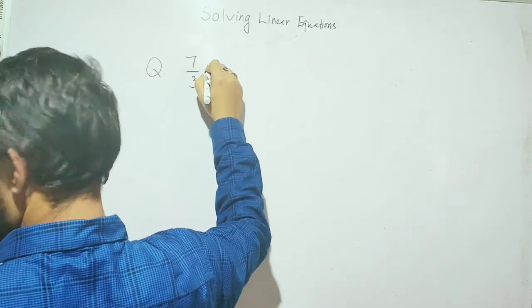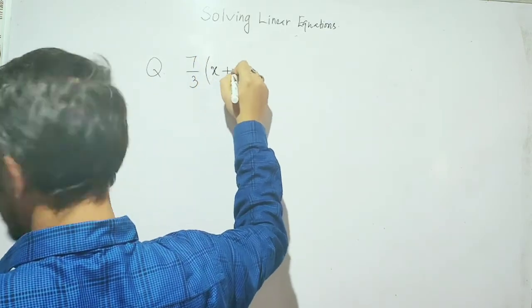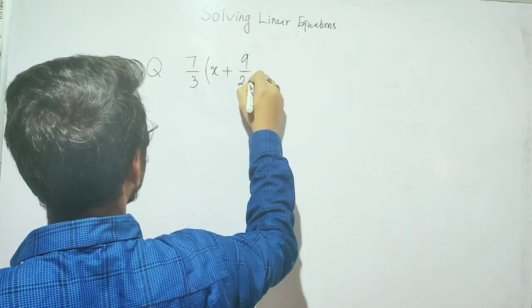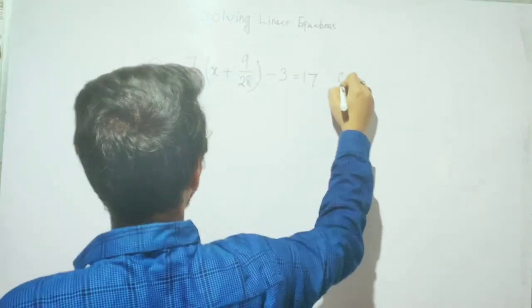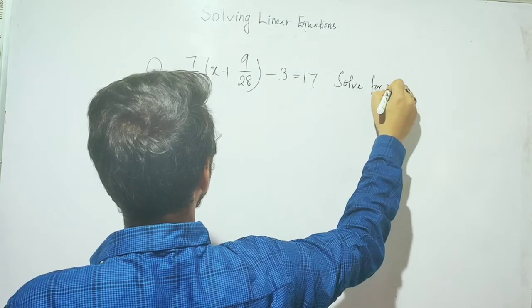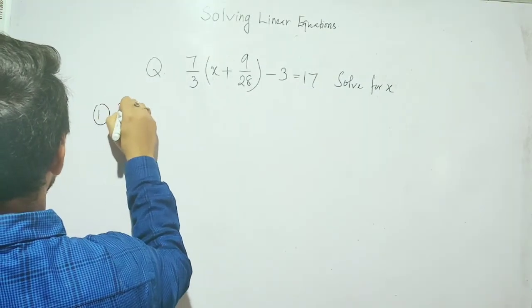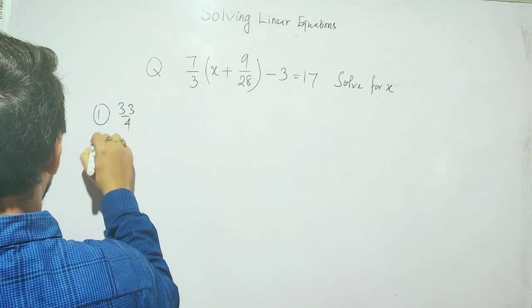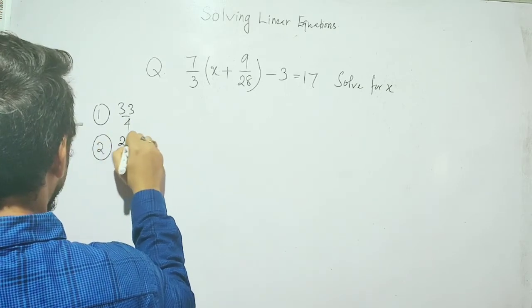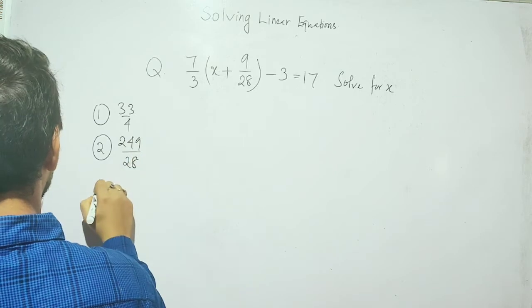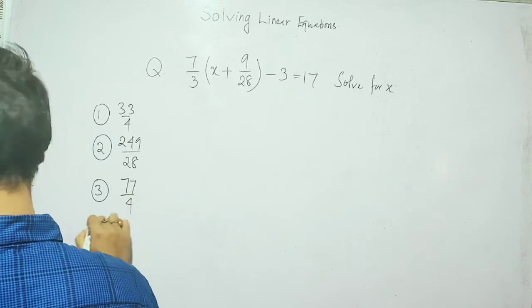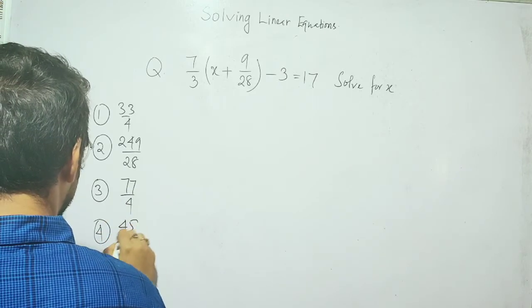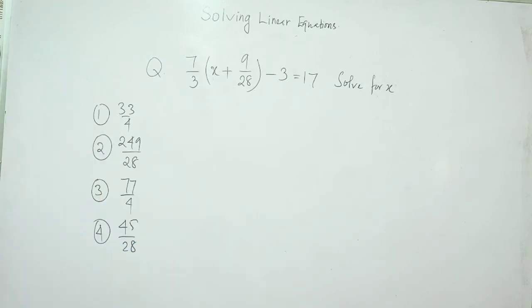Seven over 3 times of x plus 9 over 28 minus 3 equals 17. You need to solve for x, and your options are given as number 1, 33 over 4, number 2, 249 over 28, number 3, 77 over 4, number 4, 45 over 28. So these are the values. Okay, now let us solve it.